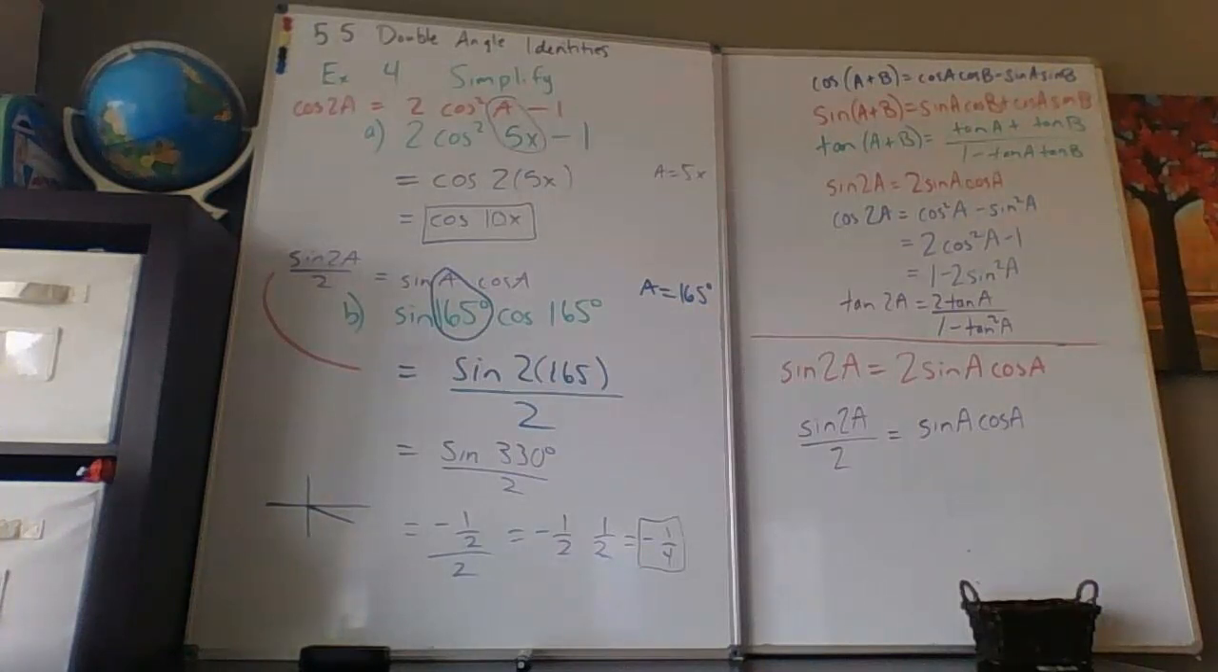And just to check this, you could actually put sine of 165 times cosine of 165 into your calculator. Make sure you're in degree mode, and you will get -1/4 or -0.25.